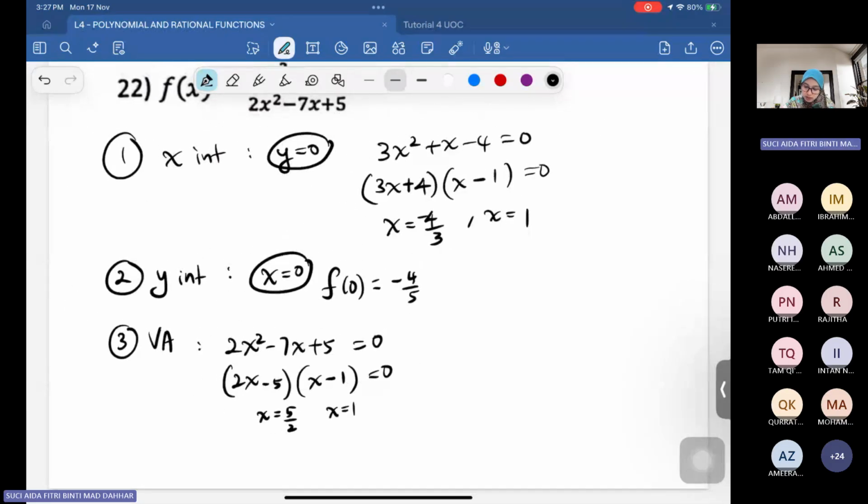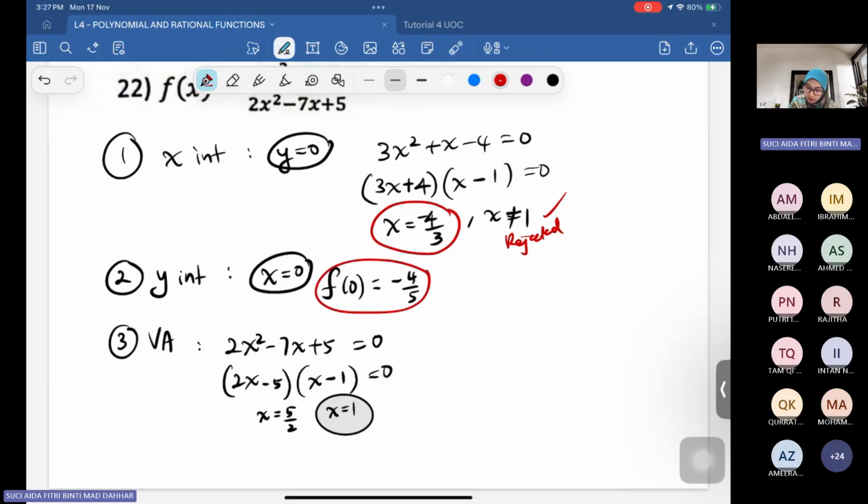Okay, so since this is a vertical asymptote, that means x here cannot be equal to 1. This will be rejected. That means later your x-intercept, they will only meet x at 1 value only. So that's our x-intercept, that's our y-intercept, and we have 2 vertical asymptotes.